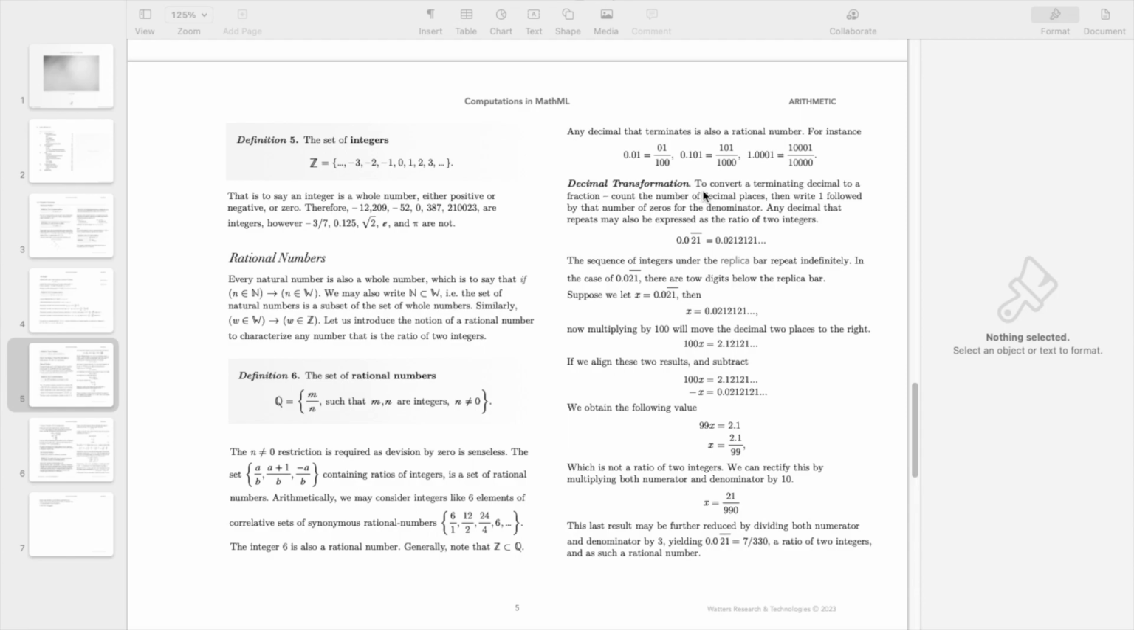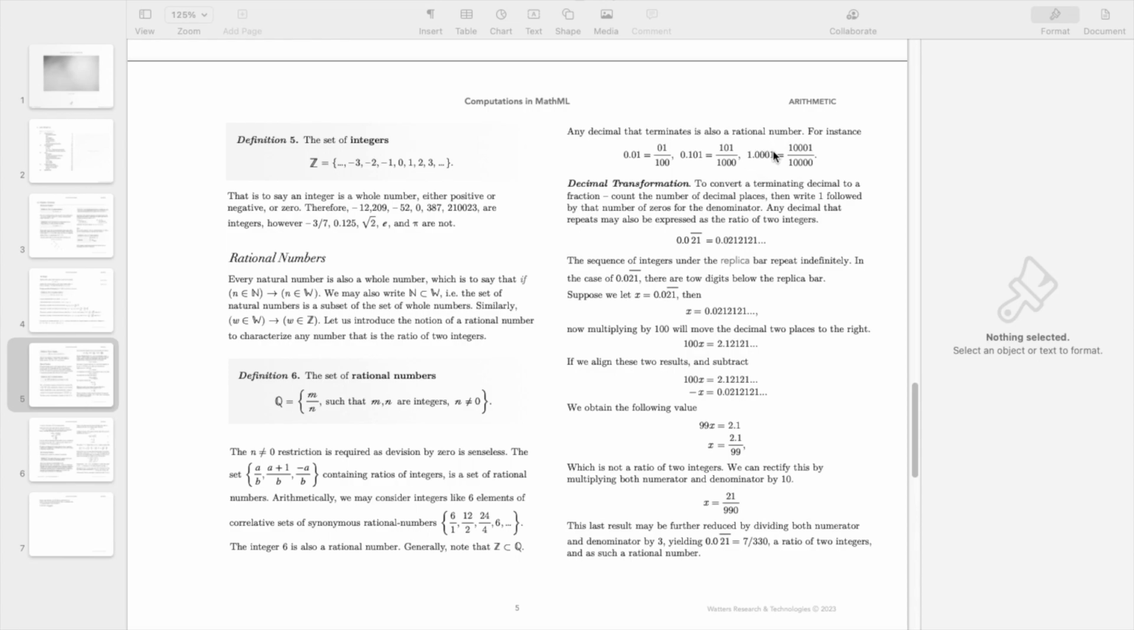To convert a terminating decimal to a fraction, count the number of decimal places, then write 1 followed by that number of zeros for the denominator. Okay, let's say that again. Decimal transformation. To convert a terminating decimal to a fraction, count the number of decimal places, and then write 1 followed by that number of zeros for the denominator. All right?